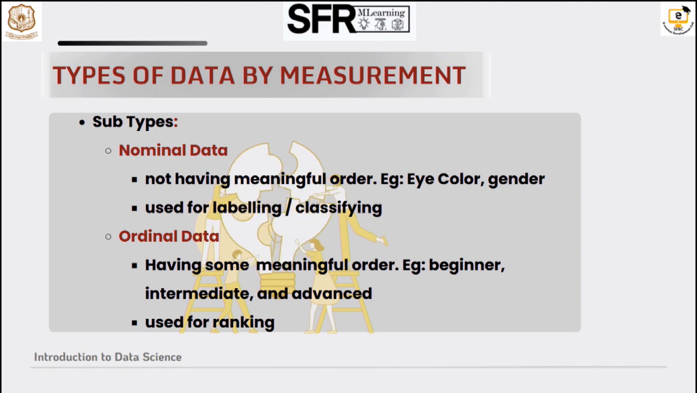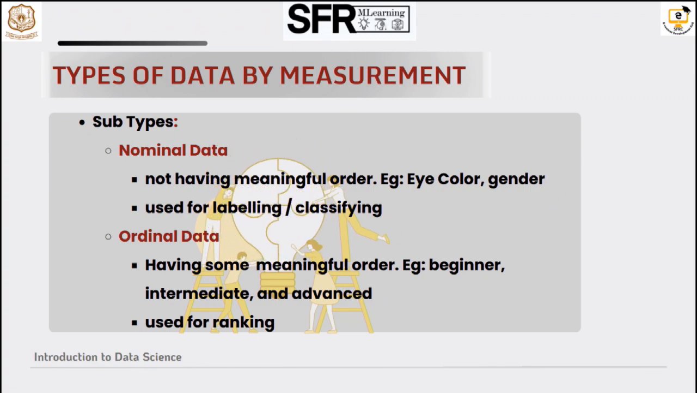Another type is ordinal data. Ordinal data means it has some meaningful order in it. For example, if you are choosing an online course, you can choose either beginner level or intermediate level or advanced level. So the data is categorized, and you can choose any category you want, isn't it? Likewise, if you are attending an FDP or something, they ask for some feedback, in which you have to provide either dissatisfied or satisfied or highly satisfied. So it's used for ranking purposes.